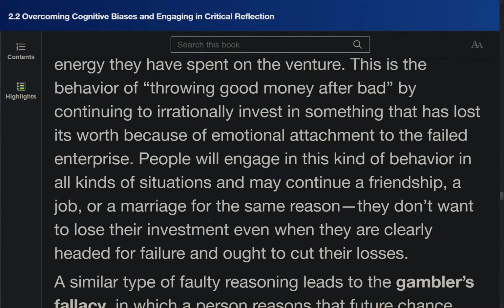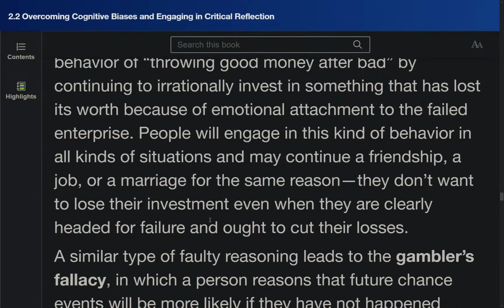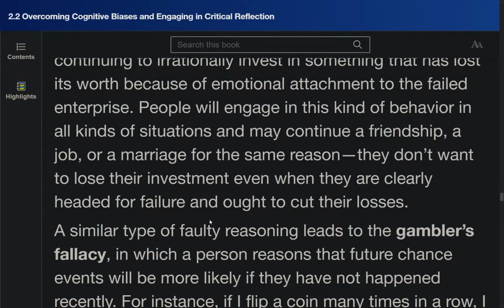People will engage in this kind of behavior in all kinds of situations and may continue a friendship, a job, or a marriage for the same reason. They don't want to lose their investment even when they are clearly headed for failure or ought to cut their losses.